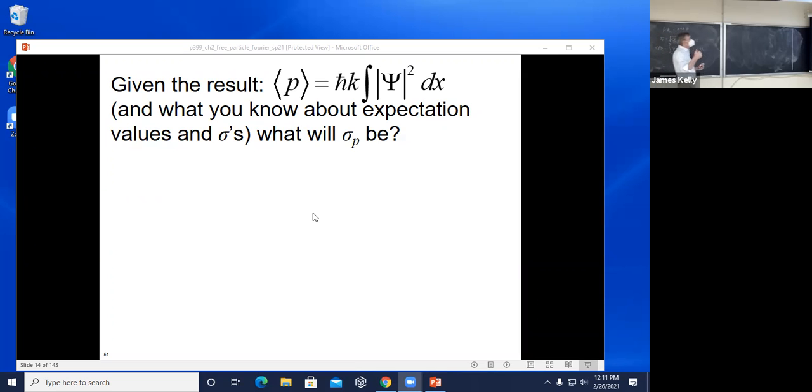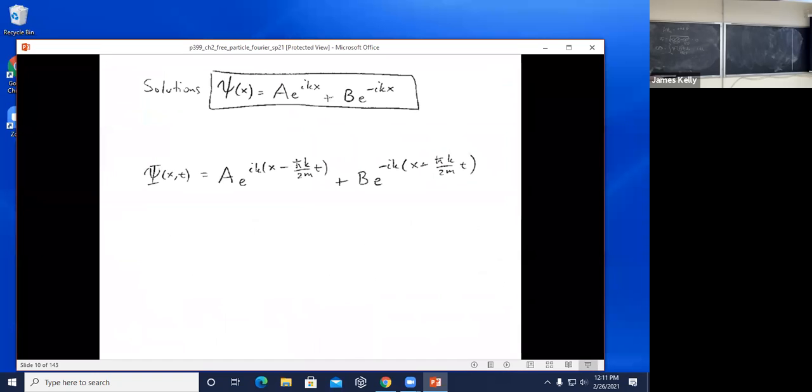So we've already known that we found a definite energy state. And we're also finding out now that if you choose a particular k, you get a definite momentum state. Let me back up a little bit here to our solution.